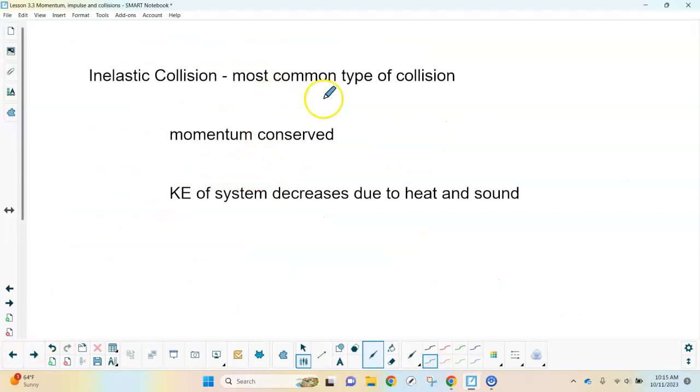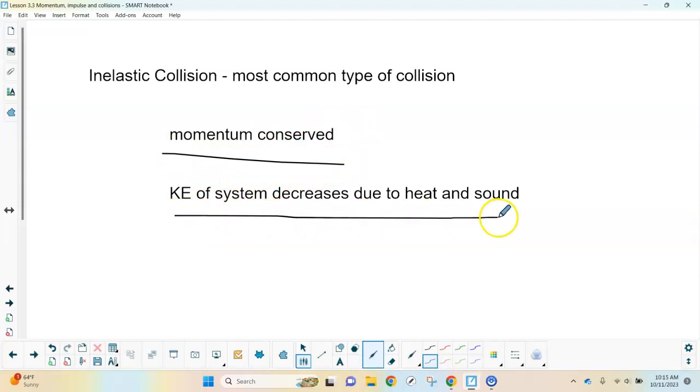Okay. Inelastic, again, the most common type. Momentum is conserved. Momentum is always conserved. Always, always, always conserved. Kinetic energy of the system decreases. So the total kinetic energy initial should be greater than the kinetic energy final. And that is also true for inelastic collisions. It's also true for perfectly inelastic collisions.